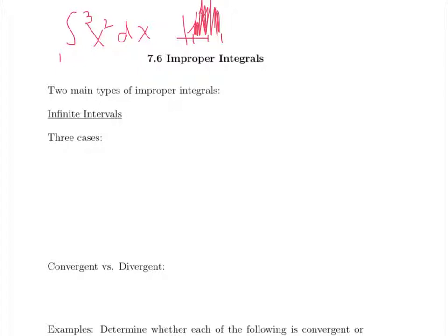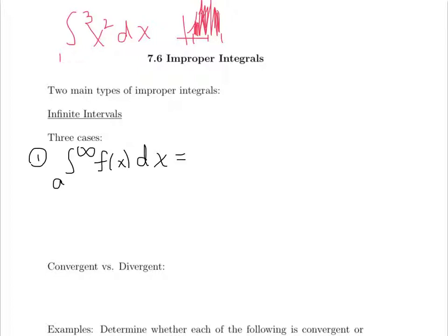So let's look at our first case. The first case would be something that looks like this: the integral from a to infinity of some function f of x. So now we have an infinity in our integral, and that's not proper, right? We can't actually do that. That's not a real number. We can't actually calculate the area officially doing it that way.